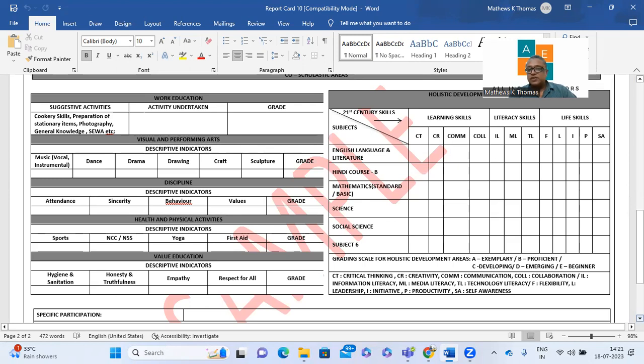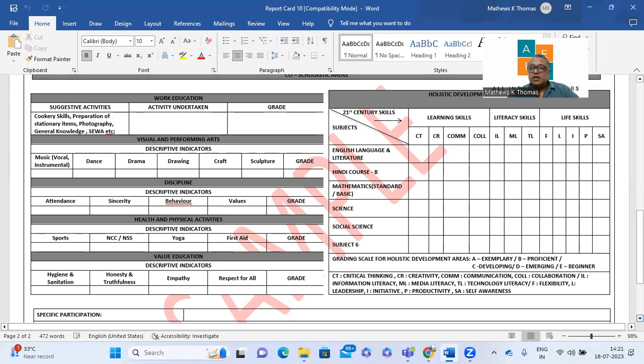So here the grading scale for holistic development, as I said: A is exemplary, B is proficient, C developing, D emerging, and E is a beginner. Again, these are only rough, and you can do it as per your school requirements, since the board has not brought out anything in concrete as of now. So this is suggestive. This may change in the coming months, but to begin with, at least we can think about what a holistic report card looks like.